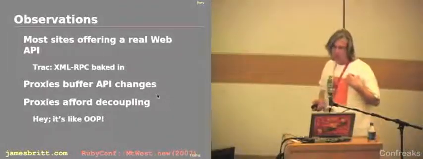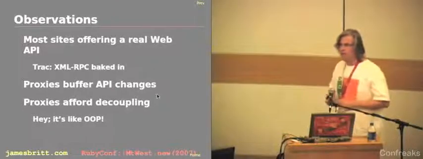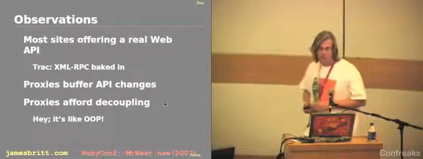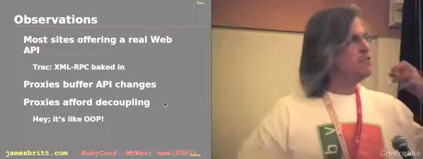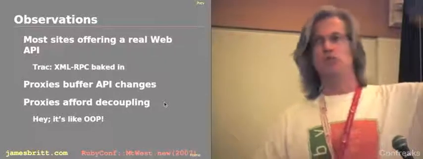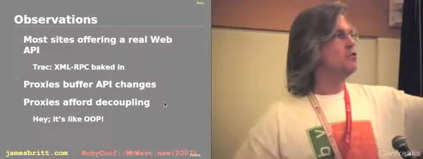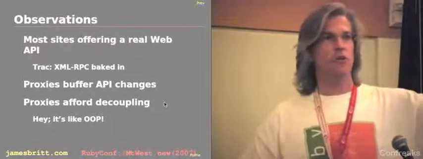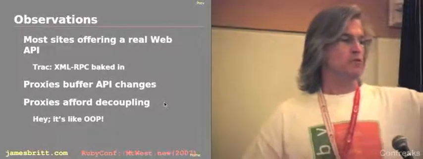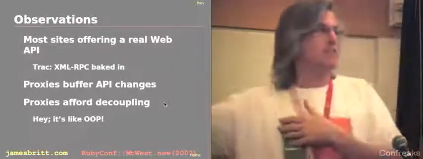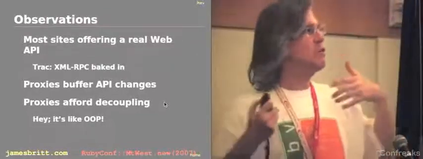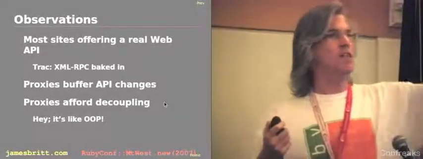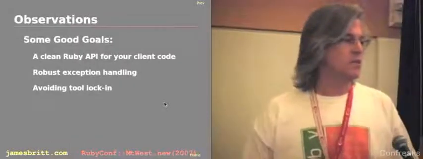A couple of other observations. Most websites are offering real web APIs, which greatly simplifies all this. Trac is going to have XML-RPC baked in. Even still, there's an advantage, and I want to make the point that however easy it is to go straight against some web API, you will still want to wrap it up in something, because at some point that API is either going to change or go away. And so proxies afford decoupling. And if you understand some principles of object-oriented programming, where you want to code to the interface and not so much to particular objects, it makes things a lot cleaner and a lot less fragile.